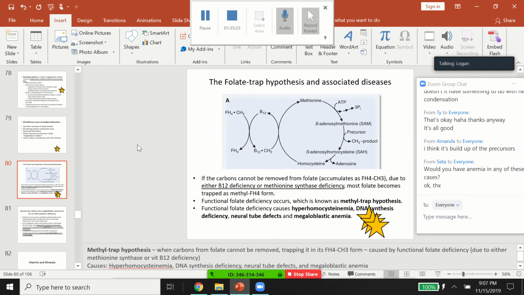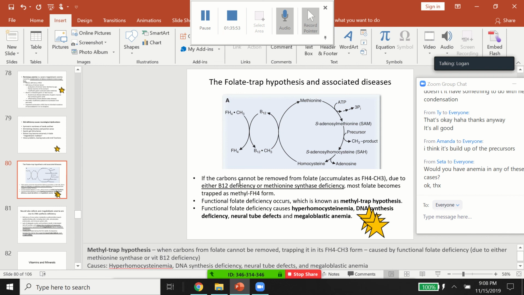Now, if carbons cannot be removed from folate, the reason this would happen is because you either have a B12 deficiency. If you remember, I already mentioned that you need that B12 in order for that whole recycling part to happen. And we mentioned it quite a bit back with Dr. Kick's lecture, where he mentions this whole process with SAM, homocysteine and methionine. It looks honestly just like this on his PowerPoint.